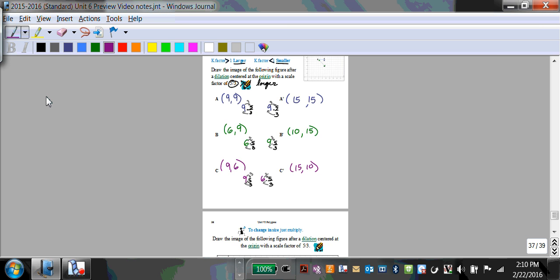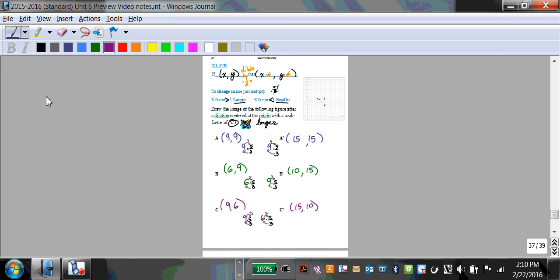When you're done, plot your 3 points, connect them. You should end up with the exact same image, but just smaller.